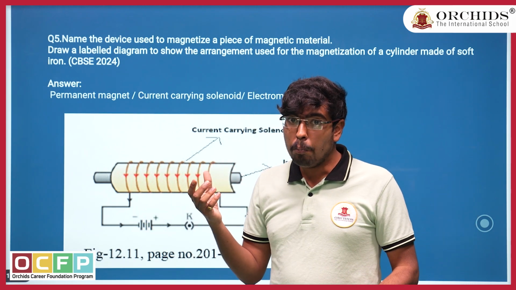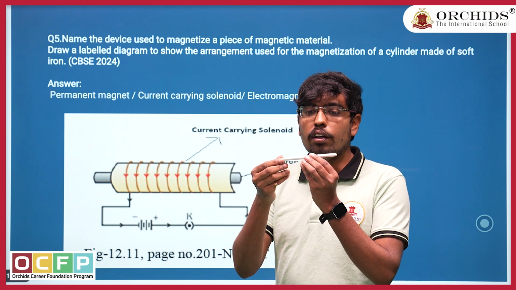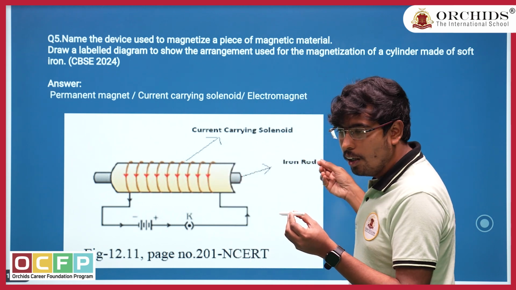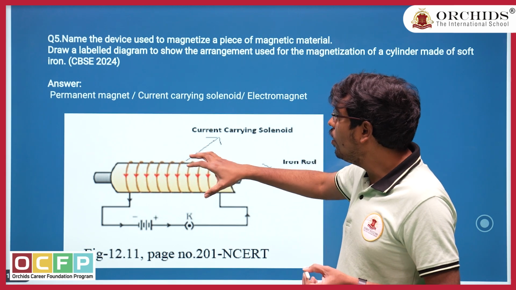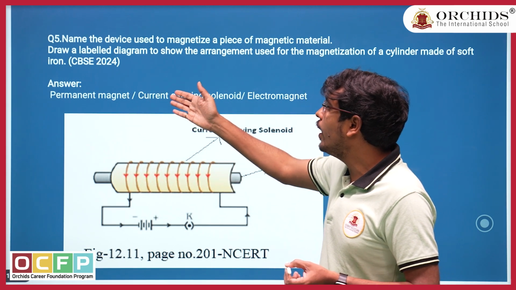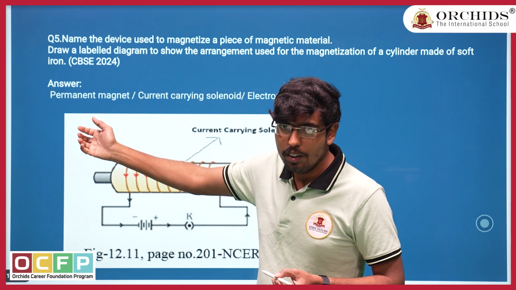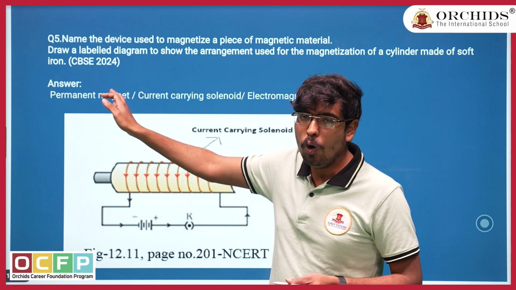We cannot keep a normal steel, metal or anything, because soft iron will carry the magnetic field in one direction. Okay, it will lose it once you take it out. So the magnetic field around this will be generated, and it will create a permanent magnet or current carrying solenoid. Okay. So this is the diagram they asked for. This is also what they asked in the 2024 examination. I hope this is clear for you.